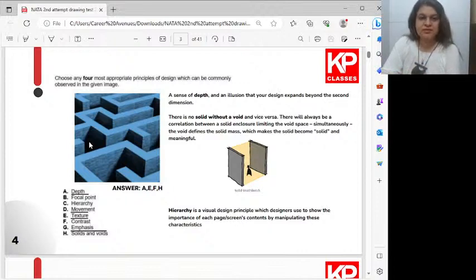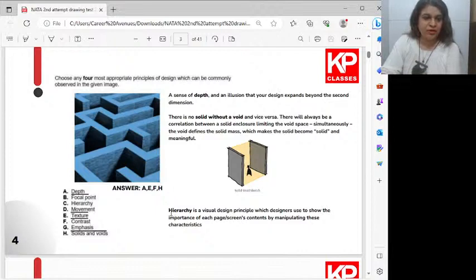Okay. Depth, as we all know, is a sense of depth and an illusion that your design expands beyond the second dimension. Anything that gives a three-dimensional effect to our 2D structures. Then I have also given the meaning of hierarchy.